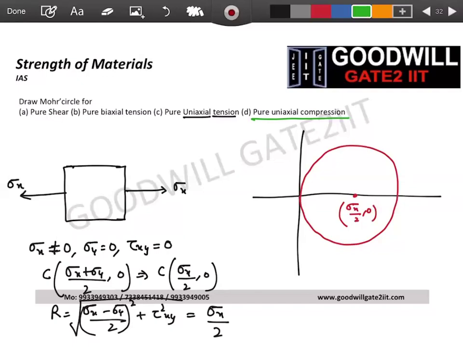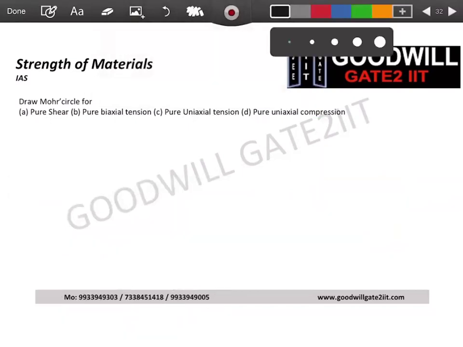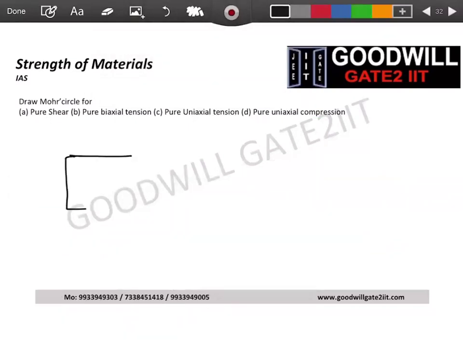So I'm just waiting, give you a few seconds. Tell me how the diagram will look like. So uniaxial compression means uni means only in one direction. So your sigma x will be negative, sigma y is 0, tau xy is 0.